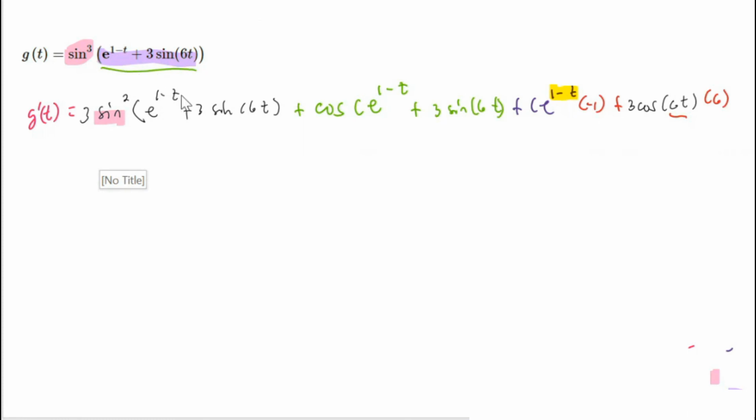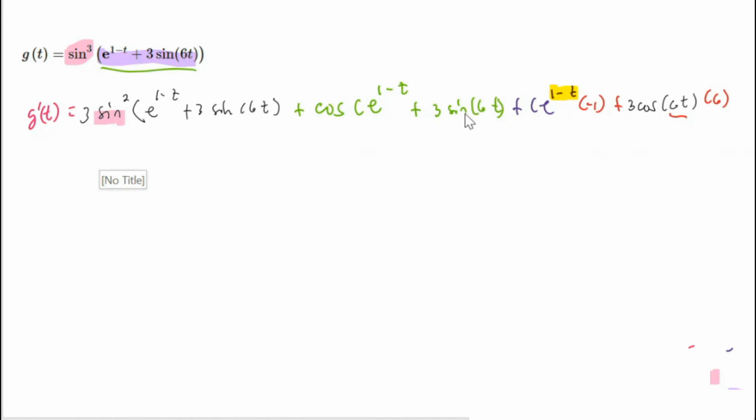Now, on the second term, we have 3 sine of 6t. First, think about the derivative of the trigonometric function sine. The derivative of sine is cosine, and then copy the numerical coefficient. We have 3 cosine of the measurement of the angle, which is 6t. Now, the last one is to take the derivative of the angle of this sine of 6t. The derivative of 6t is just 6.